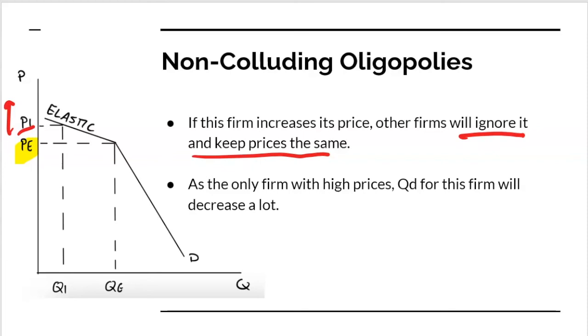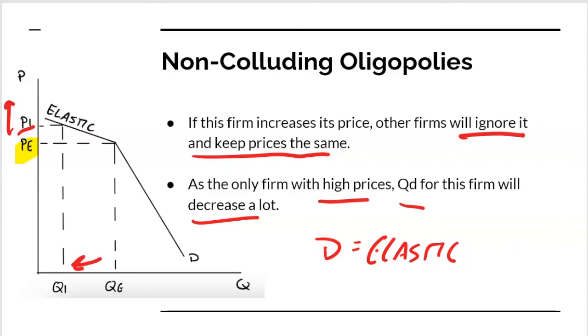And so if you notice here, as the only firm with high prices, the quantity demanded is going to decrease a lot, meaning that in this portion, the demand curve is going to be extremely elastic. Remember, elastic just means if there's a change in price, the quantity demanded is going to change a whole lot. And if you notice, our quantity did change a significant amount.